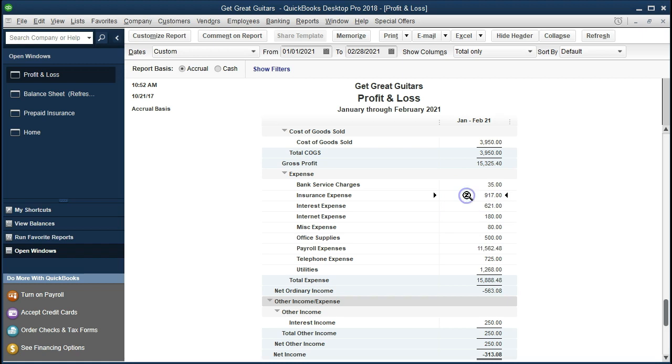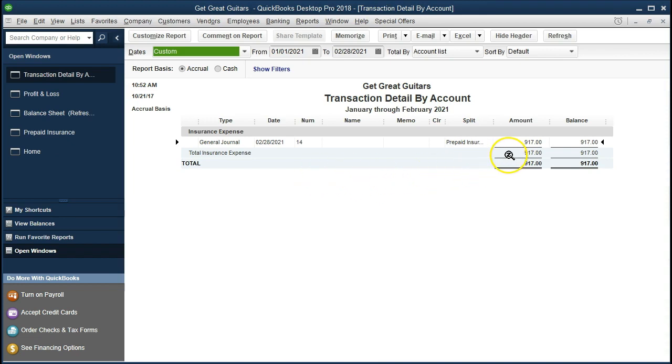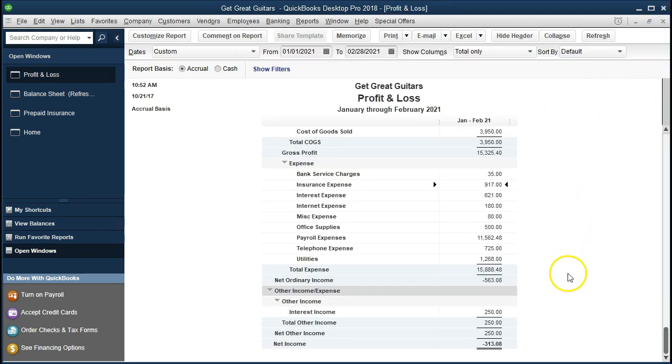And then the insurance expense here, if we double click on that item, will now solely be this 917, the 1 month's worth of insurance expense. And that's going to be the other side of the item. It's going to be decreasing our net income. So note that these adjusting entries have put us into a loss down here.